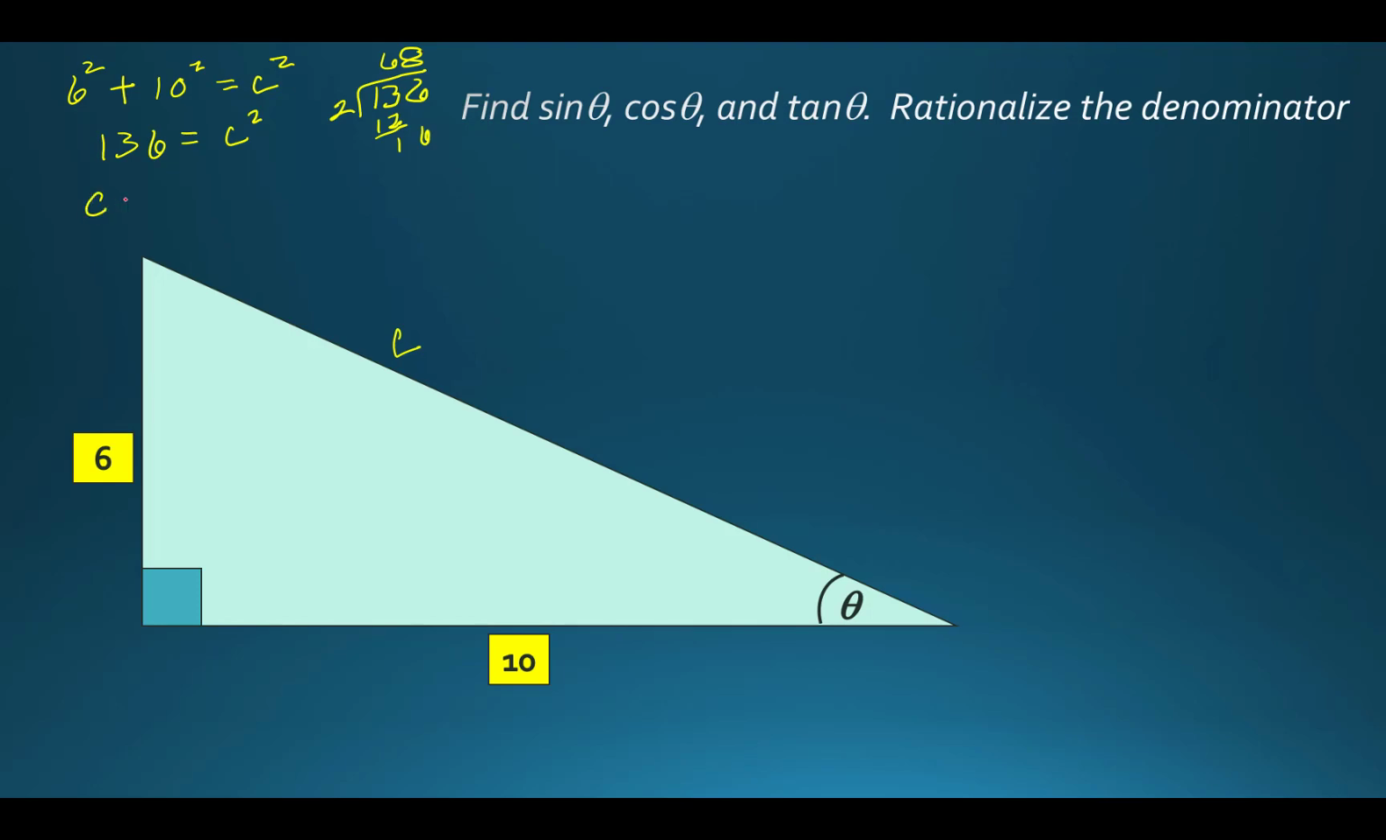So C equals the square root of 4 times 34, and 34 only goes into 2 and 17. So that's 2 square root of 34. Well, that certainly isn't a pretty answer. That's fine. But now I've got stuff to do.